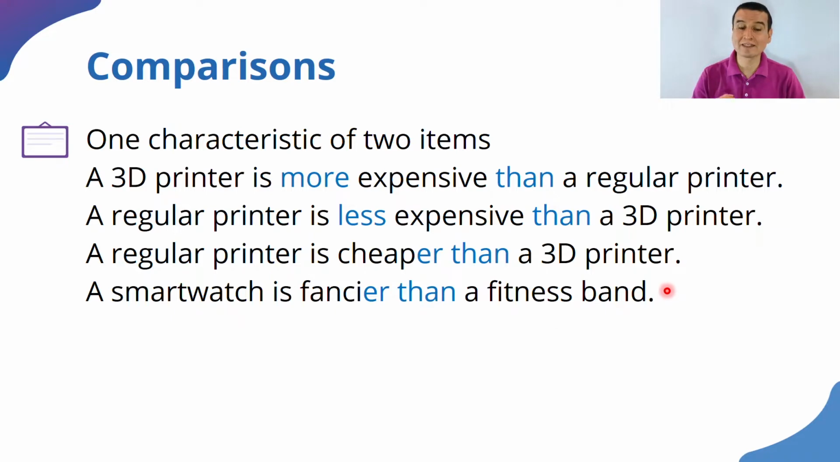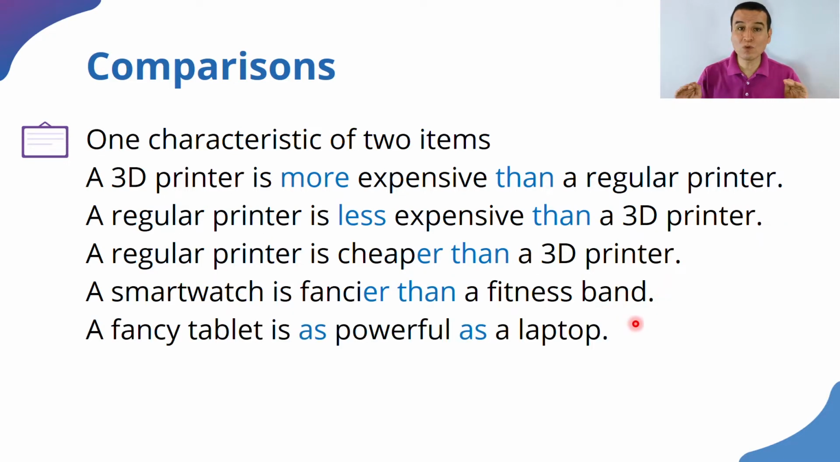That is when we say that something has more or less of one characteristic than the thing that we're comparing it to. Now, if they have an equal amount of that characteristic, we say, for example, a fancy tablet is as powerful as a laptop. We use as before the adjective, and we use the same word after it. All right? So that is how we express comparisons. Comparisons, remember, involve two objects or two things, two items, two people, for example. All right? Let's practice that with these activities.